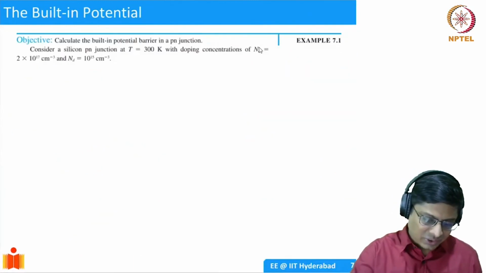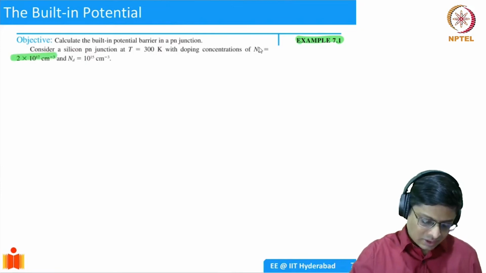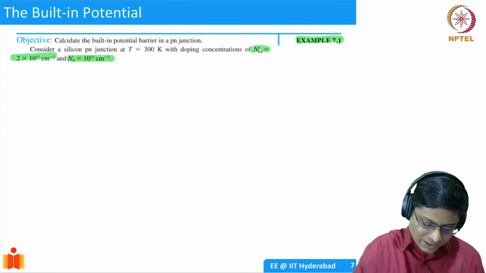I have already done this. This is an example from your textbook, and there would be a solution also in the textbook. Please go and refer to example 7.1. Essentially, the acceptor and donor concentrations are given to you. So please compute. I'll simply write the solution anyway.